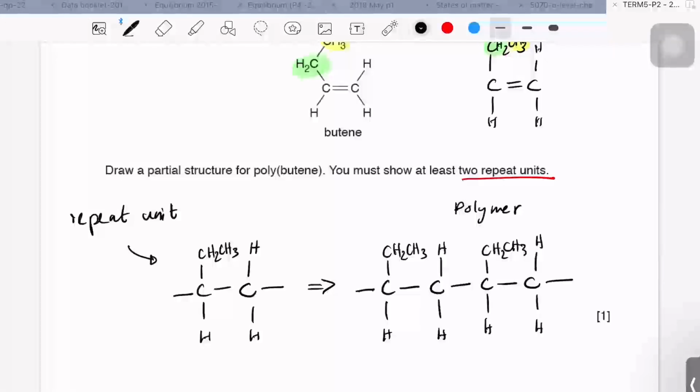We can draw more than 2. You can draw more than 2, at least 2 repeats.